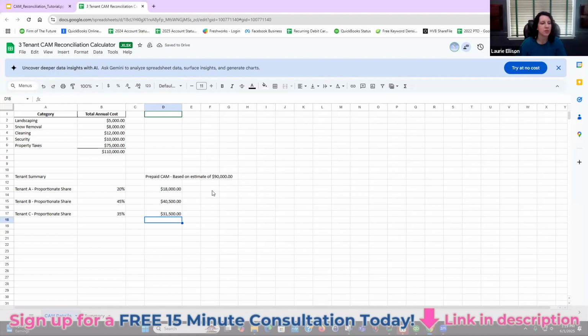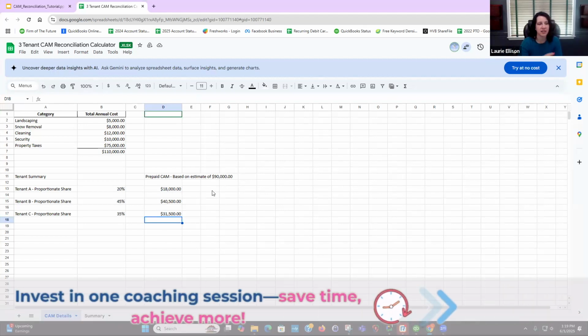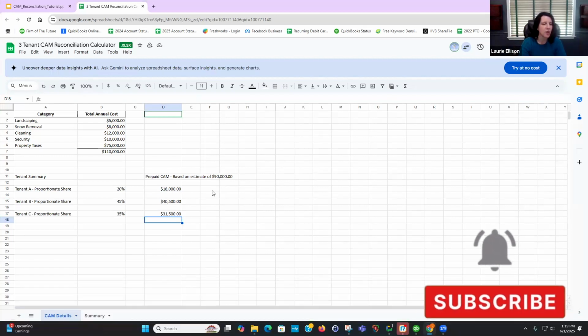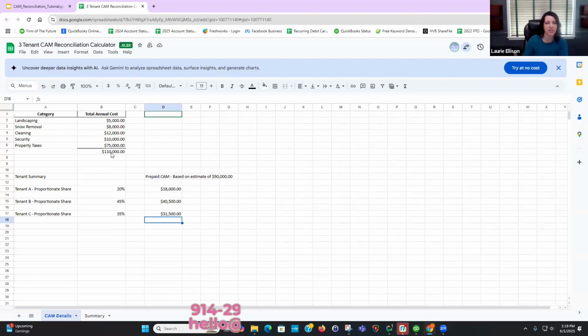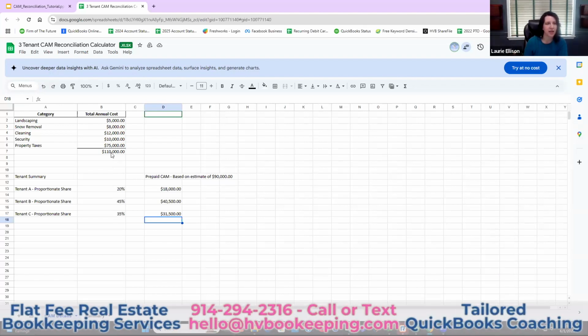Okay, so here's a simple spreadsheet of some things that could be calculated for your CAM. You've got your landscaping, snow removal, cleaning, and security. You could also have repairs and maintenance. This is just nice and simple. Property taxes. Now, they have paid CAM based on an estimate of a $90,000 spend, but you can see that they're actually over by $20,000. So anything could happen. They could have your calculation be out. The key is to try and correctly figure this out better for the next year.